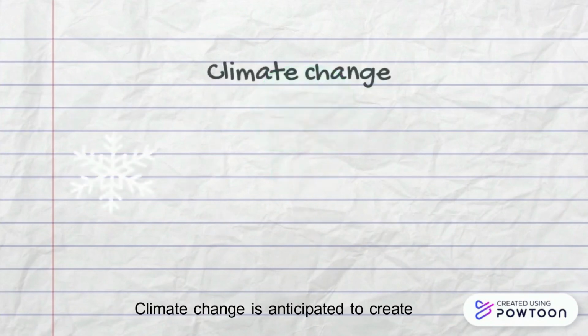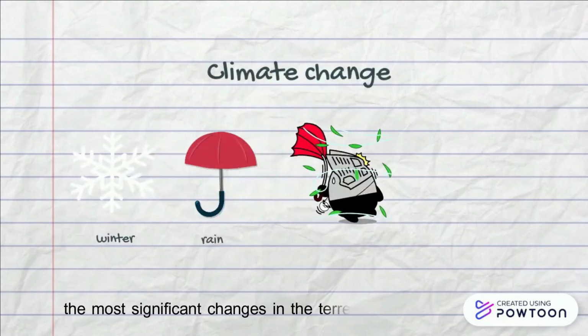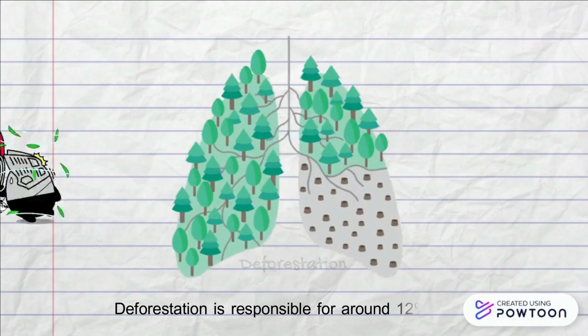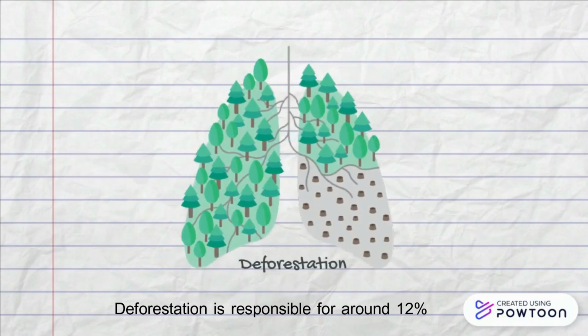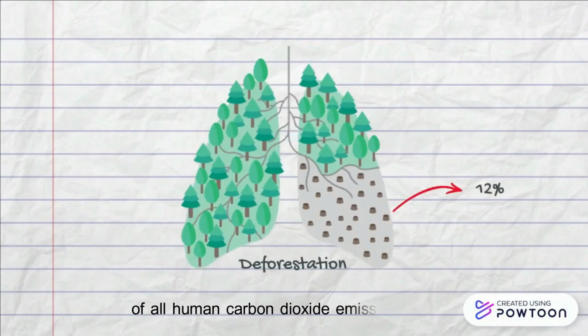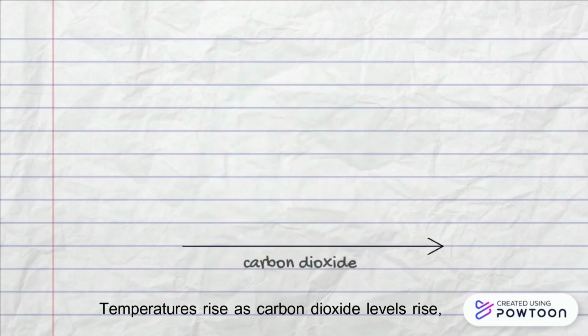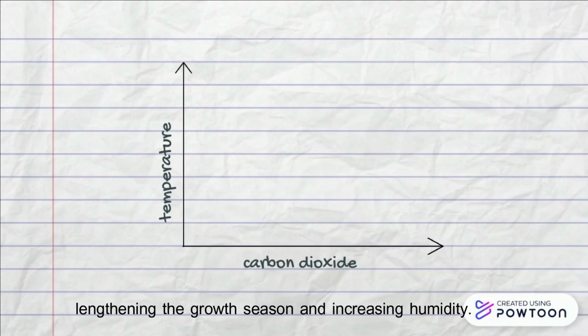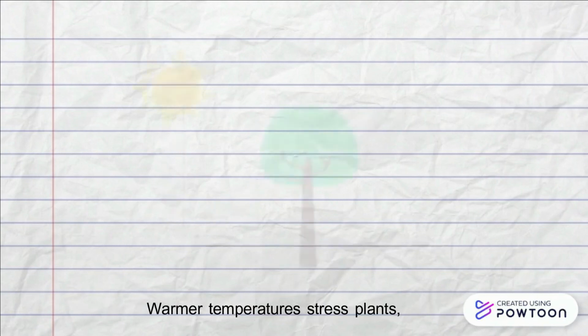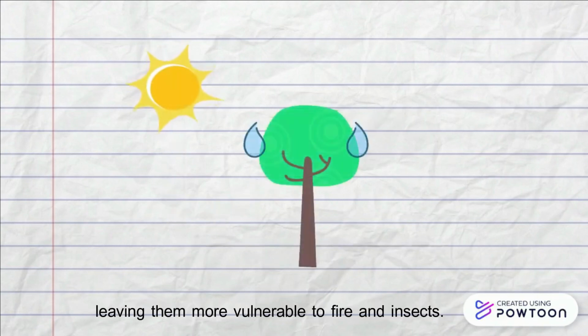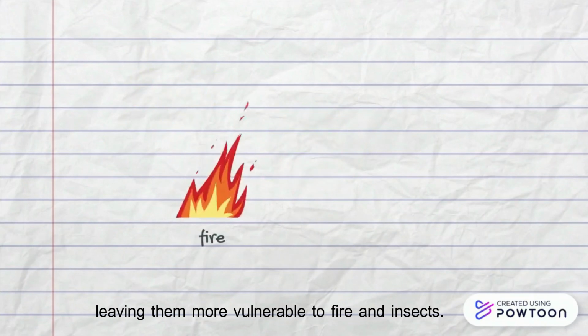Climate change is anticipated to create the most significant change in the terrestrial carbon cycle. Deforestation is responsible for around 12% of all human carbon dioxide emissions. Temperatures rise as carbon dioxide levels rise, lengthening the growth season and increasing humidity. Warmer temperatures stress plants, leaving them more vulnerable to fire and insects.